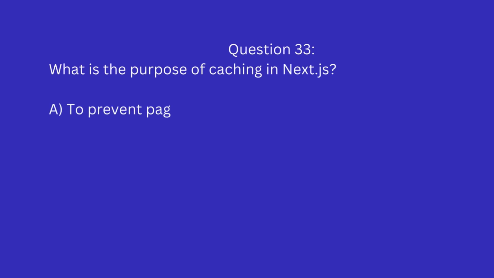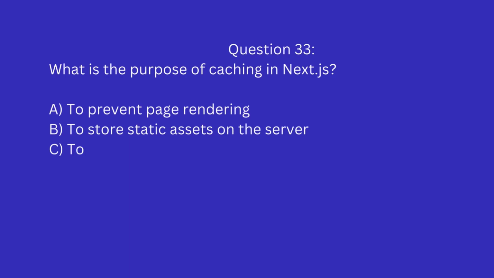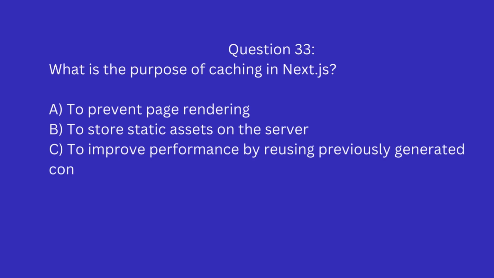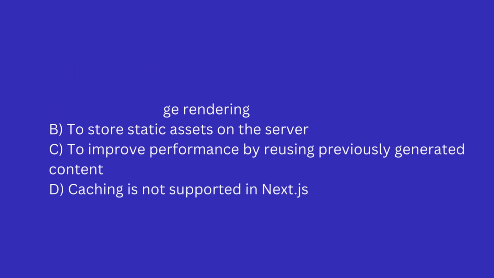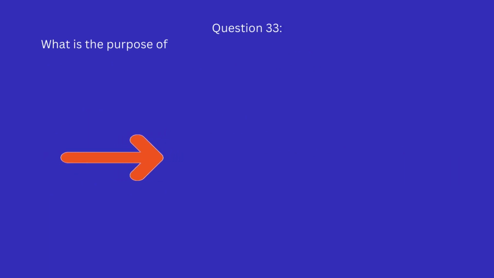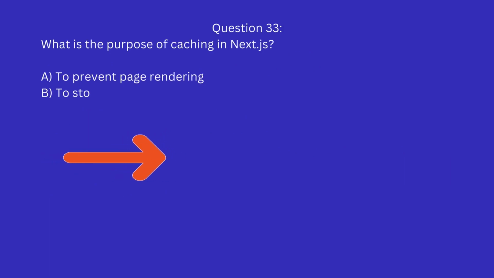A. To prevent page rendering. B. To store static assets on the server. C. To improve performance by reusing previously generated content. D. Caching is not supported in Next.js. Correct answer, C. Explanation. The correct answer is C.